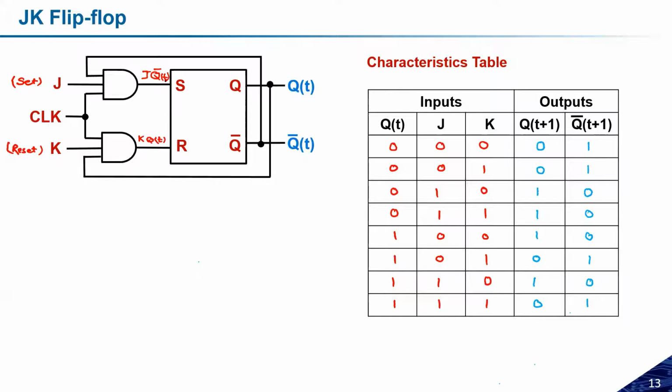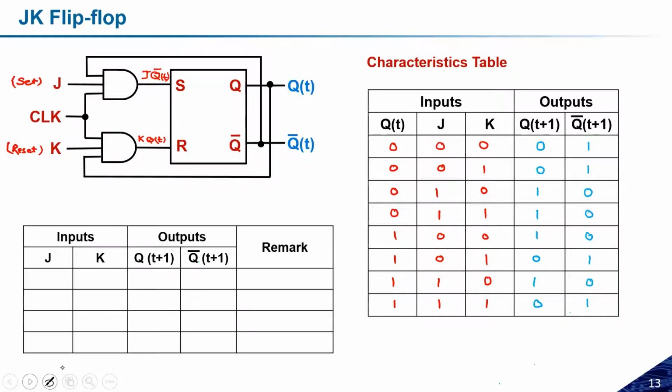Now let us try to make a precise table of how the output looks like. I'm considering only two inputs, not considering the Qt, because Qt is by default one of the inputs due to the feedback gate. So in terms of J and K only, I can have four possibilities: 0 0, 0 1, 1 0, and 1 1. Now let us see what those possibilities are.